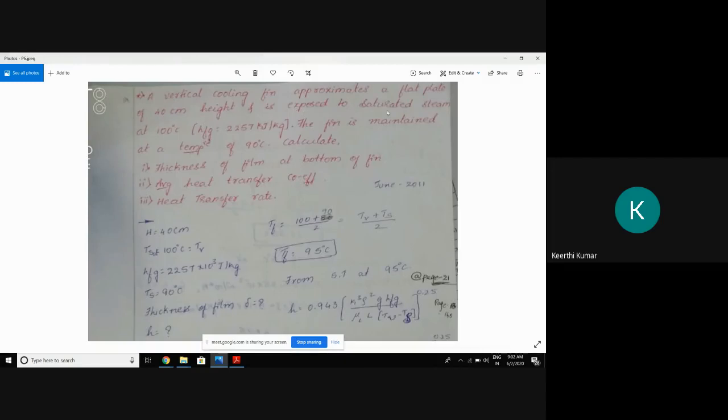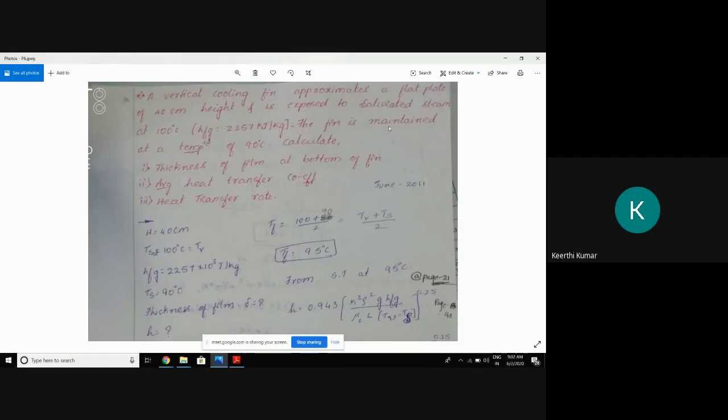is exposed to a saturated steam at 100 degrees centigrade. The steam temperature is 100 degree. So what is the value of HFG at 100 degree? He has given it here also. If not given, you can take it from the handbook, no issue. But if he has given, you substitute the same value. 2257 kilojoules he has given. Multiply with 10 to the power of 3 joules per kg.